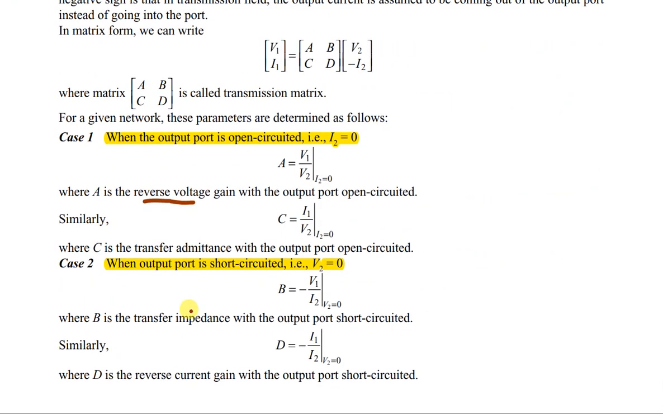So when the output terminal is shorted and V2 is equal to 0, B is equal to voltage by current, V1 by I2. So the B value is voltage by current. So it is a transfer impedance and its unit is ohms, because it is a ratio of voltage by current.